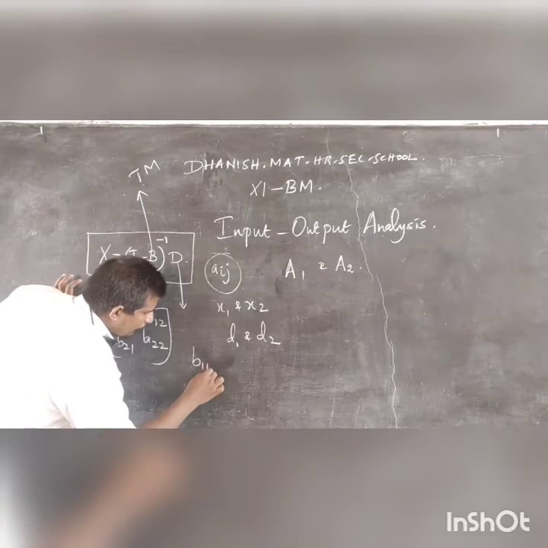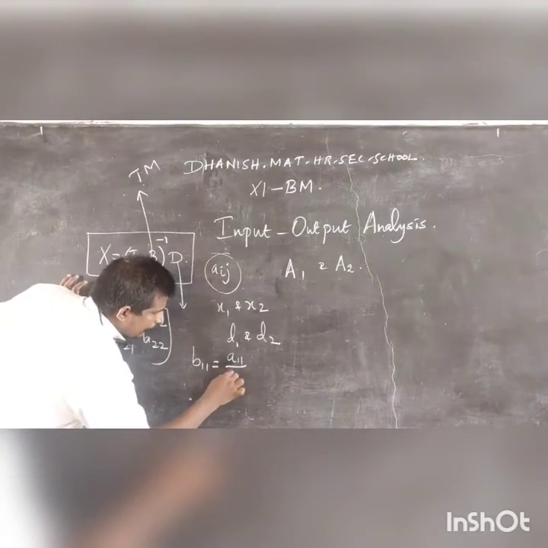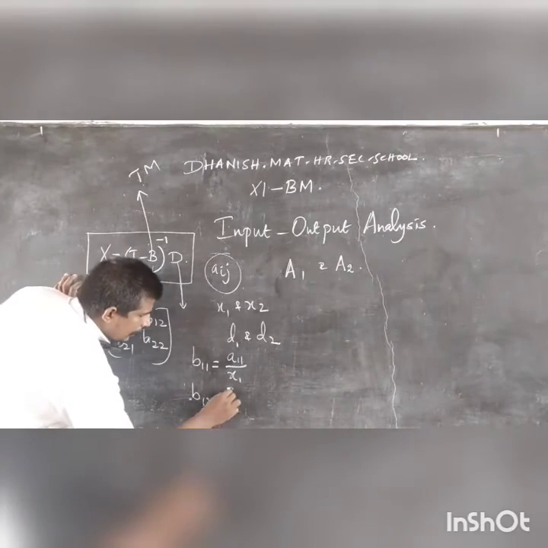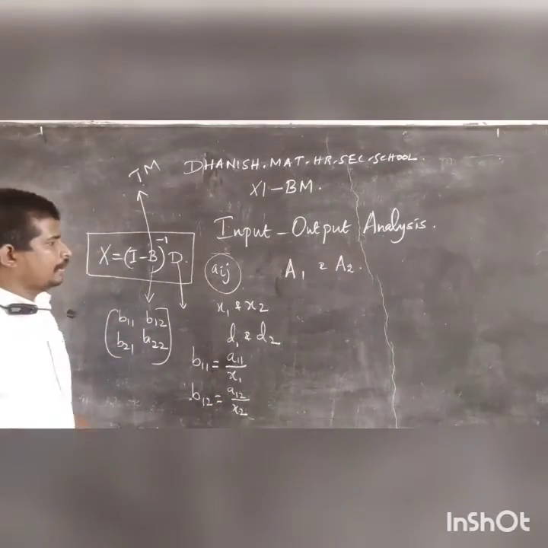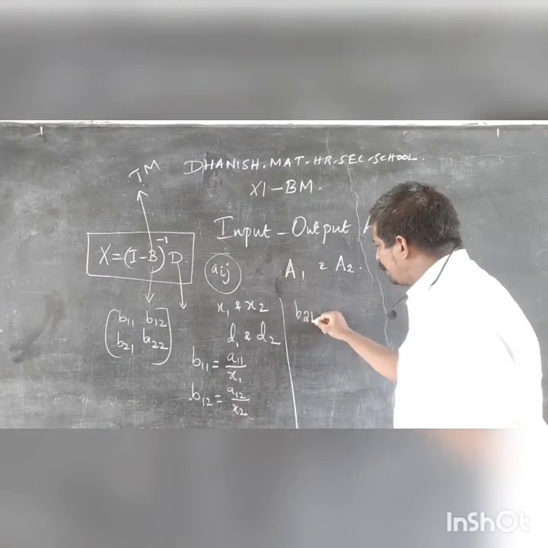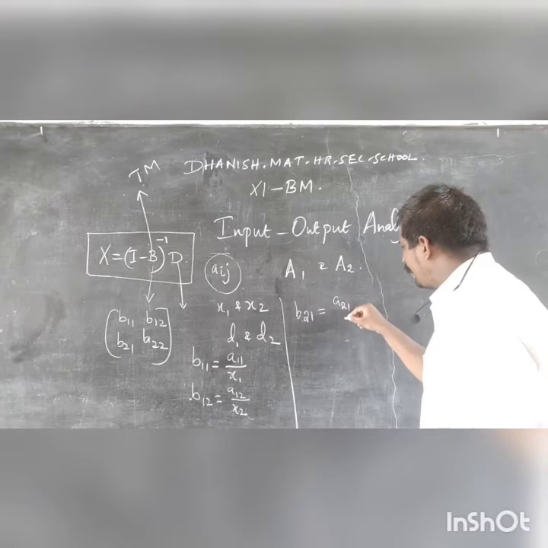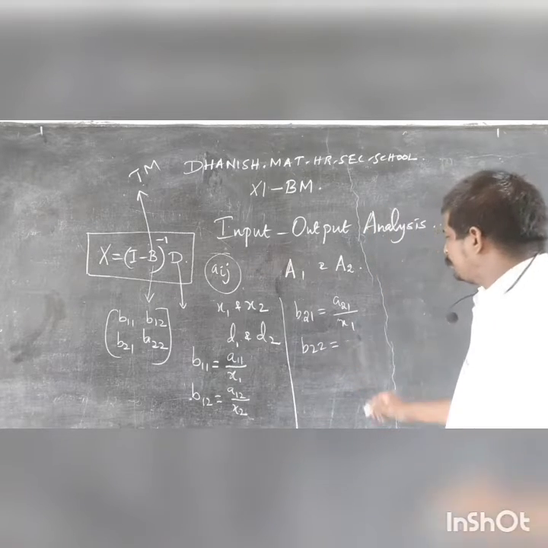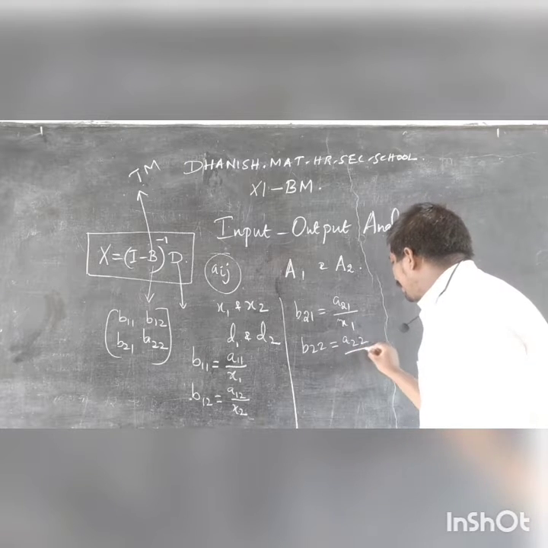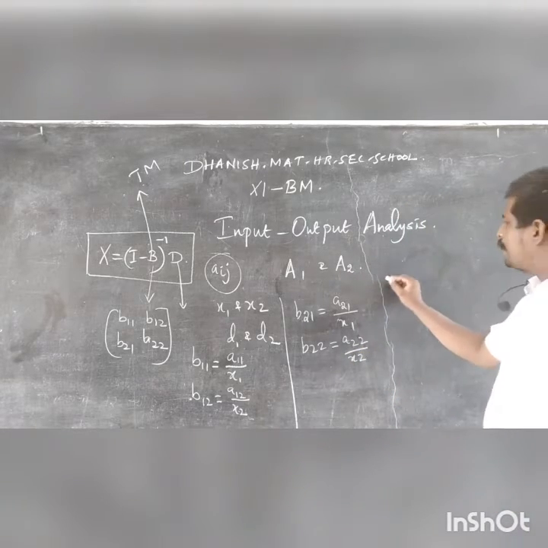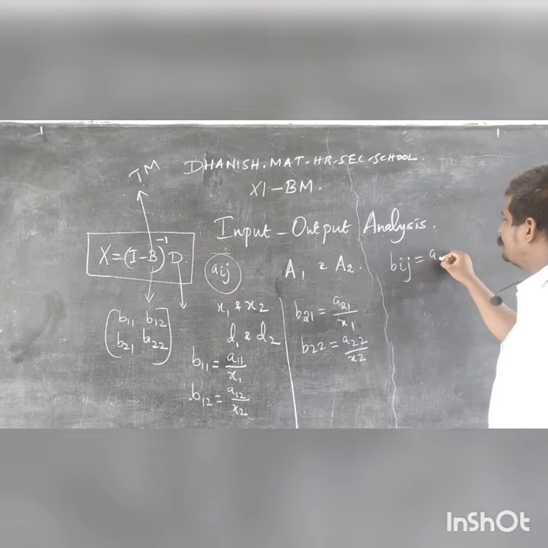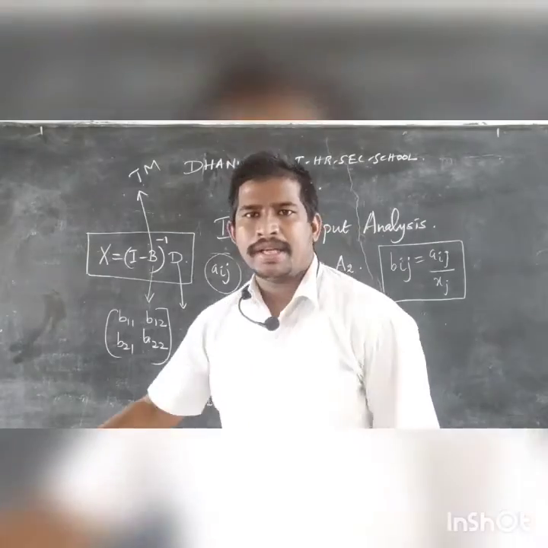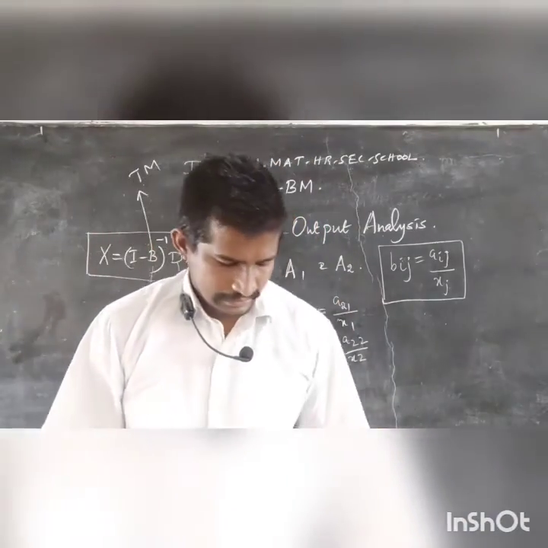Now, B11 equals A11 divided by X1, B12 equals A12 divided by X2. Similarly, B21 equals A21 divided by X1, and B22 equals A22 divided by X2. In general, Bij equals Aij divided by Xj, where i and j will be 1, 2, 3, etc.